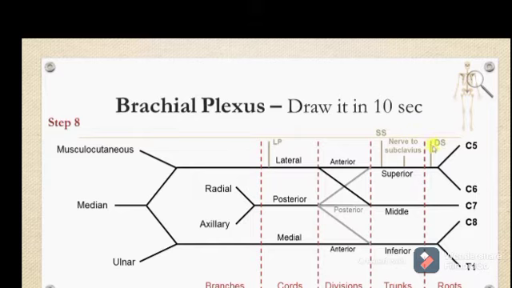And first, the dorsal scapular nerve which arises from the plexus roots, then nerve to subclavius and suprascapular nerve which arise from the superior trunk.